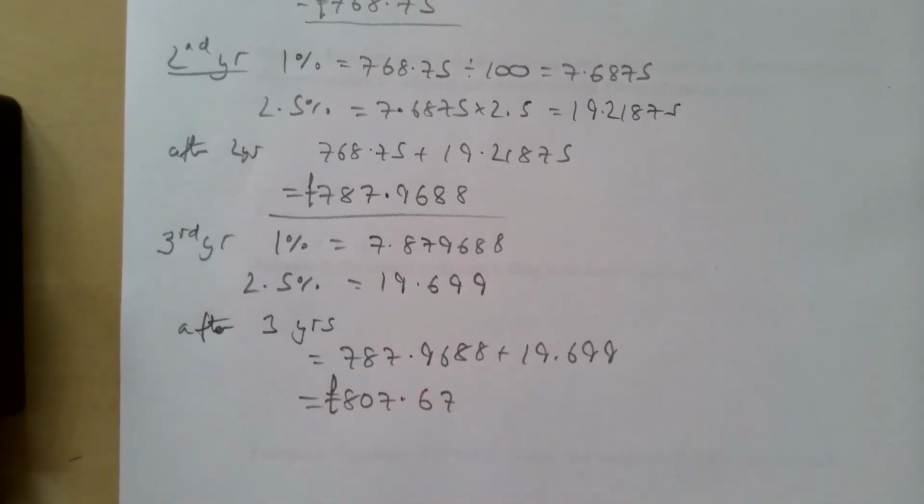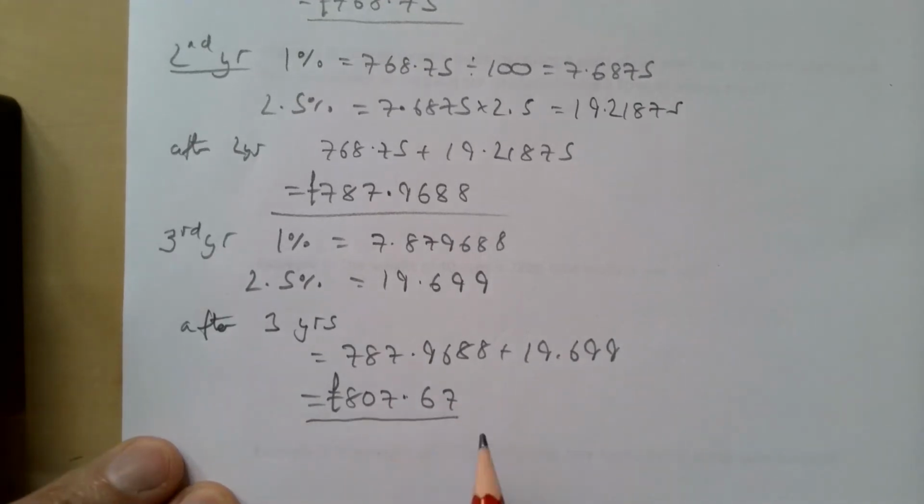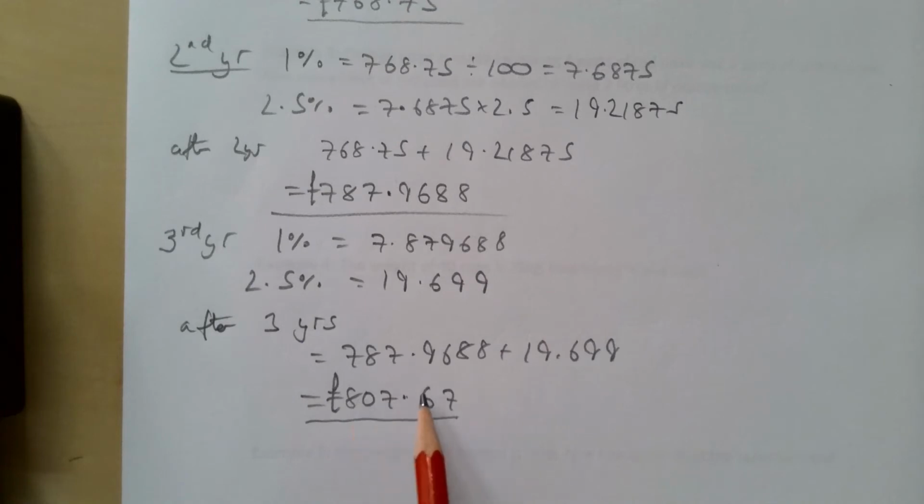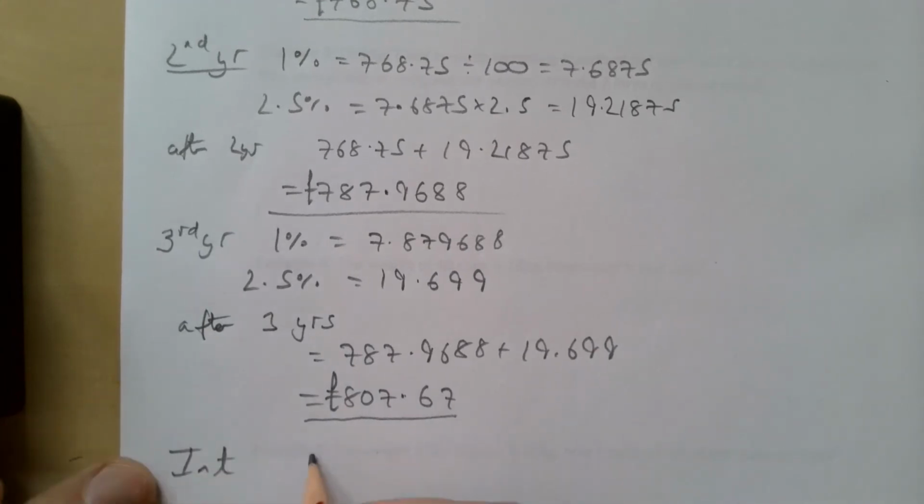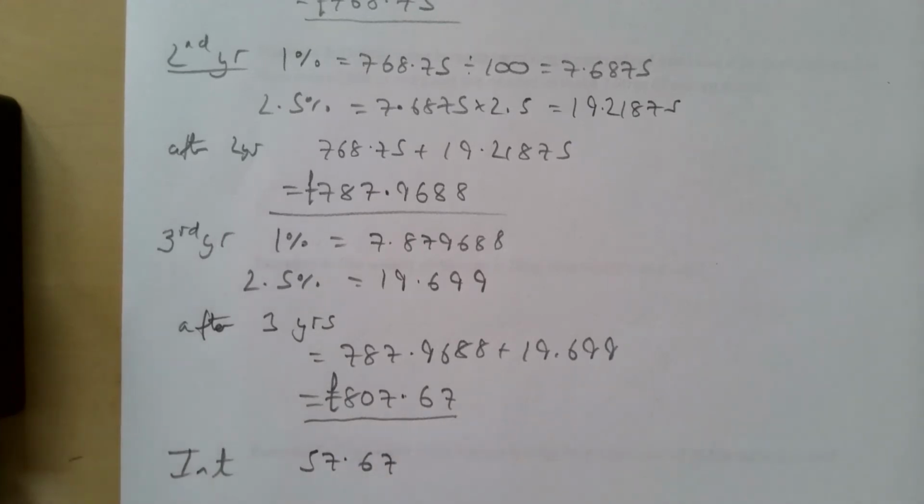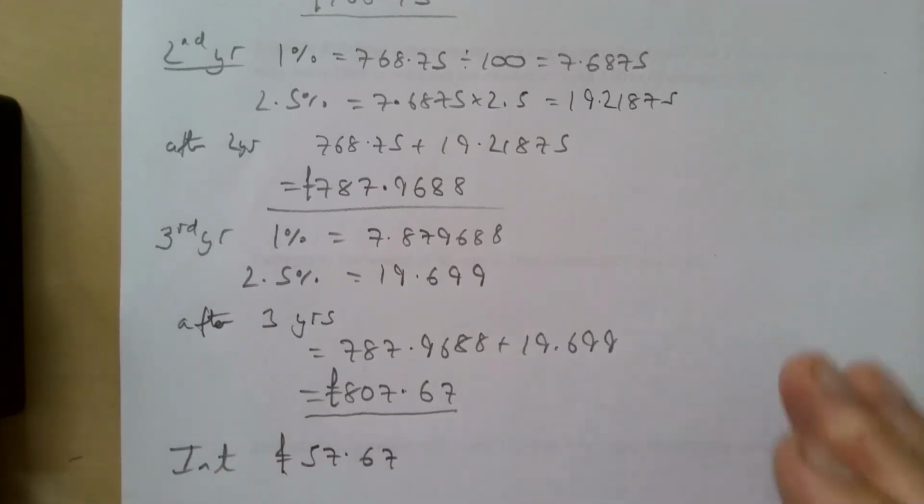I've rounded to 2 because we're dealing then with money. So the question said find the interest earned. So the interest earned in this particular case isn't the £807. That's how much we have now in the account. So we need to subtract 750 from that. So our interest is equal to £57.67. And that's our answer then for there.